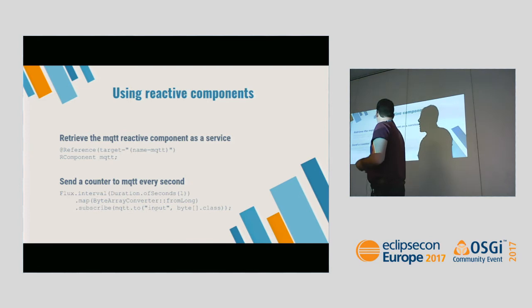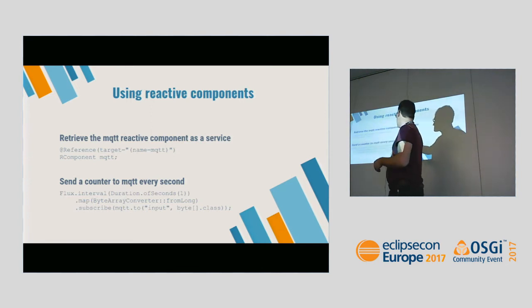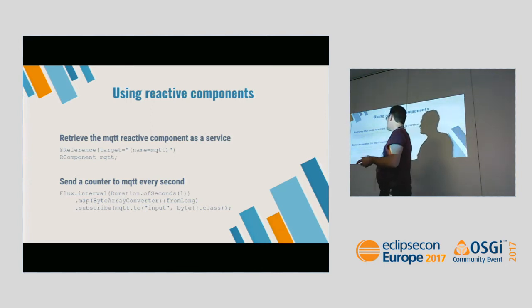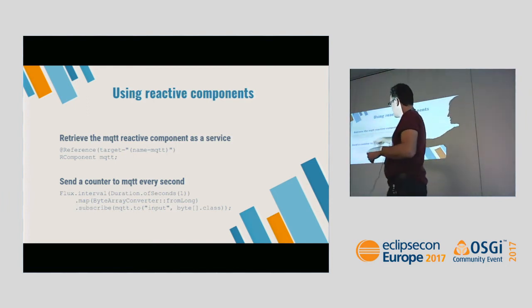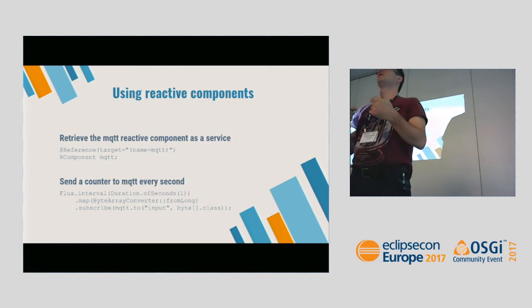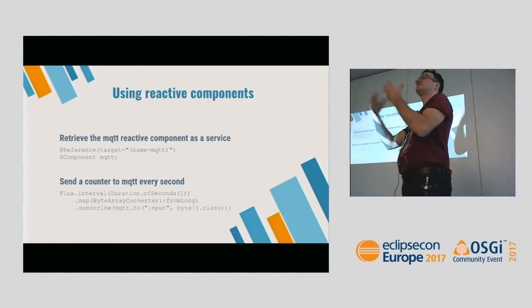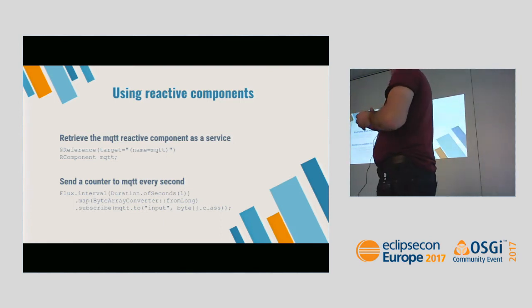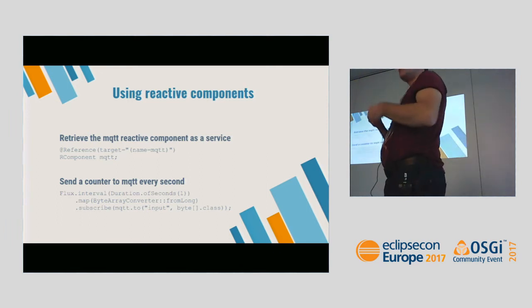There again, every second we create an event. We convert from that long to a byte array because at the moment this MQTT component just accepts byte arrays. And so basically what that does is it sends every second to MQTT. And the nice thing is that in this example, which is your user code, you have that and that. You're not depending on MQTT itself. You're just depending on this simple interface that itself just depends on the Reactive Streams API, which is really small. So you can make your user code independent of the actual protocol you're talking to.